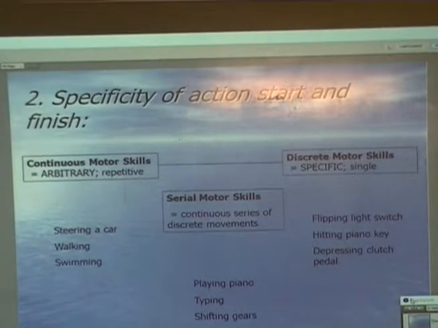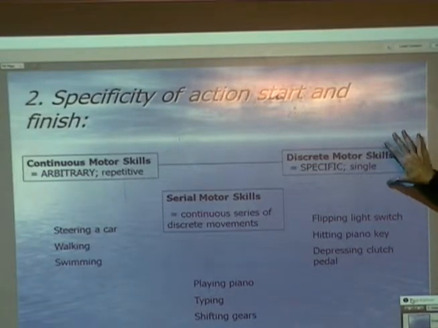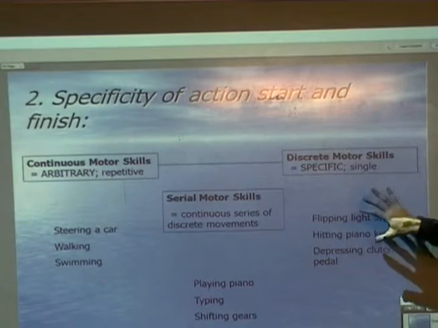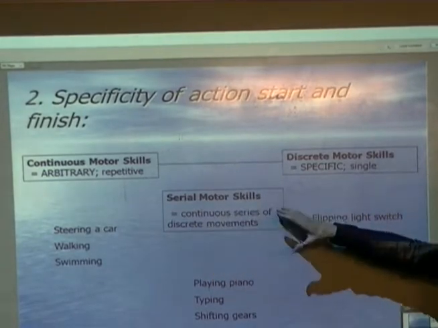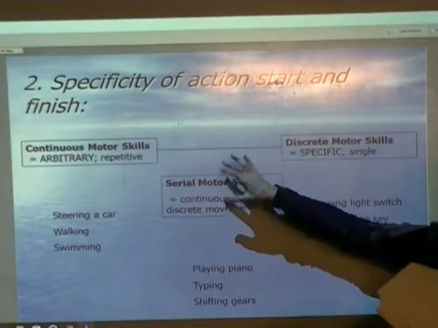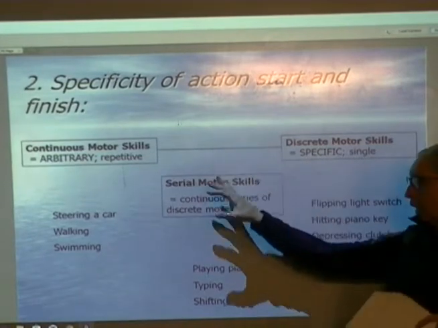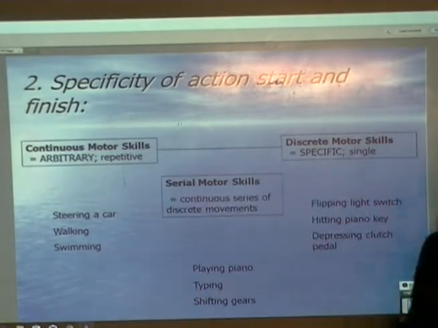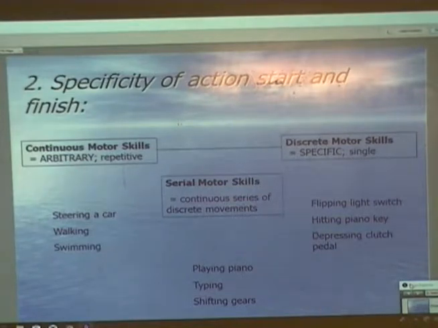Now, on this one-dimensional classification, they actually give a name to some skills that would fall kind of in the middle here. So we have a group that are called serial motor skills, and they are tasks where I have to link together several discrete skills in a sequence. So a gymnastics tumble run, right?